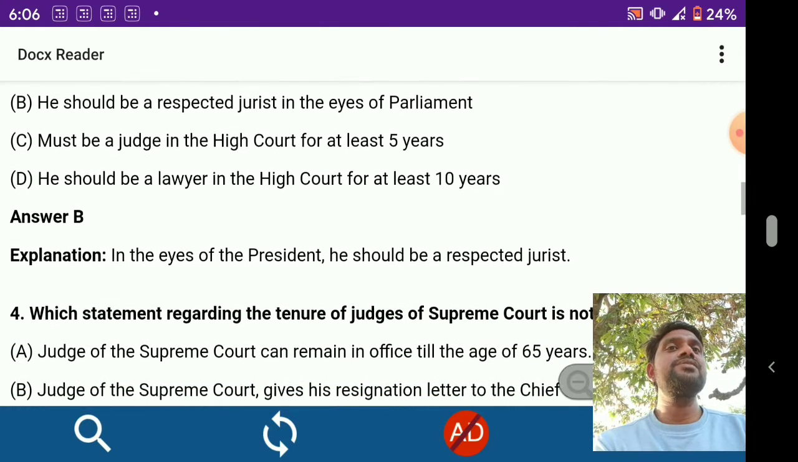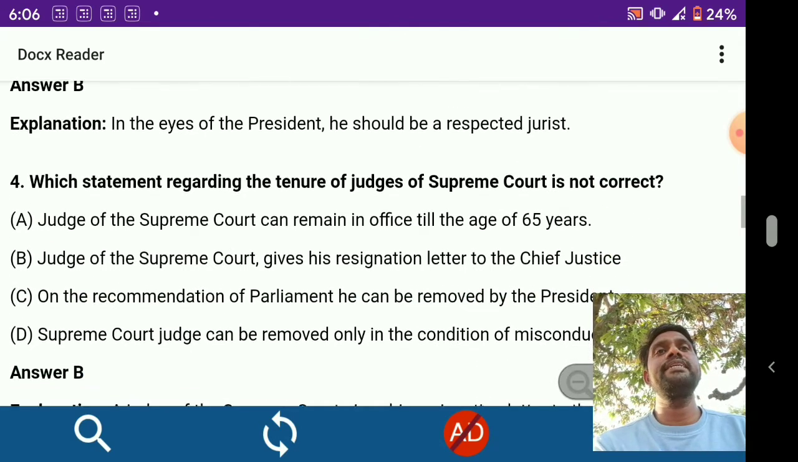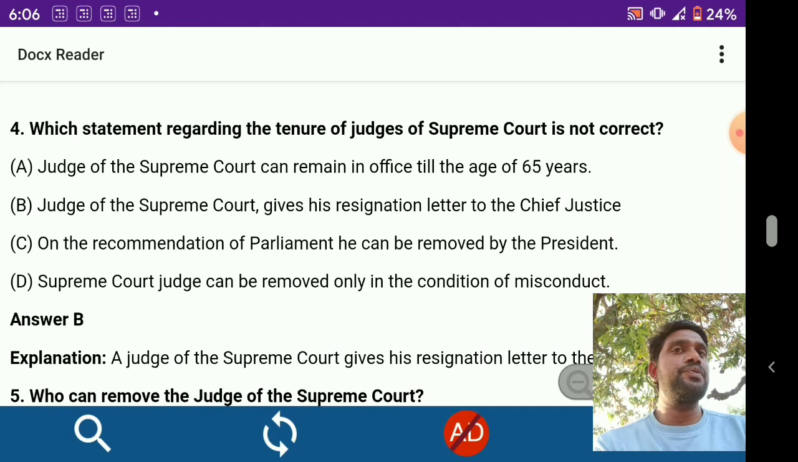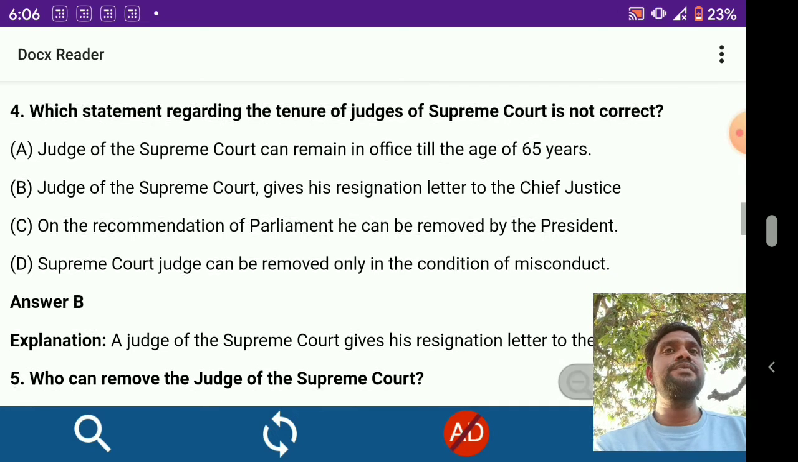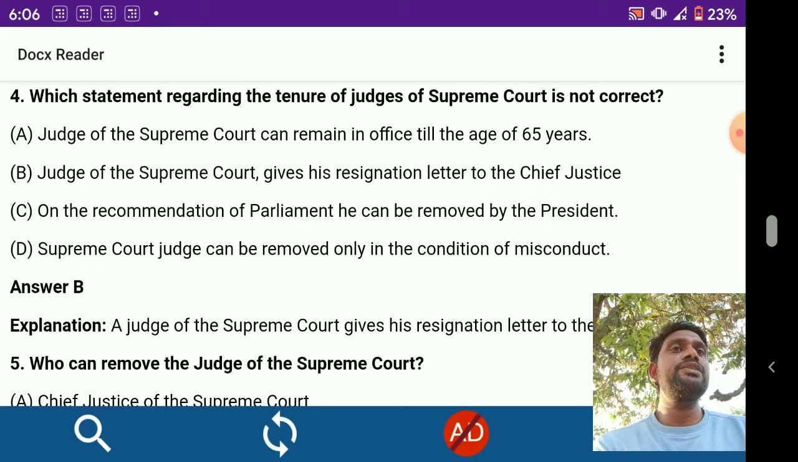Okay, in the eyes of the President instead of this, he should be a respected jurist. Next is question number 4. Which statement regarding the tenure of judges of Supreme Court is not correct? Option A, a judge of the Supreme Court can remain in office till the age of 65 years. Option B, a judge of the Supreme Court gives his resignation letter to the Chief Justice. Okay, I think this one is your answer.